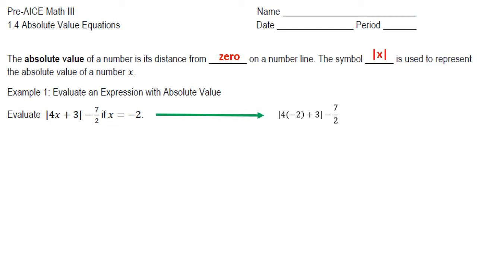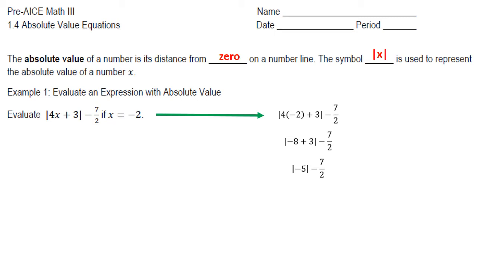And remember to use our order of operations. We start with the grouping symbols, or the parentheses. In this case, it's the absolute value brackets. So we're going to do 4 times negative 2, which is negative 8. And then we rewrite everything else. Plus 3 minus 7 halves. Again, we're not finished with the absolute value bars, so we're going to continue along by doing negative 8 plus 3, giving us negative 5 minus 7 halves.